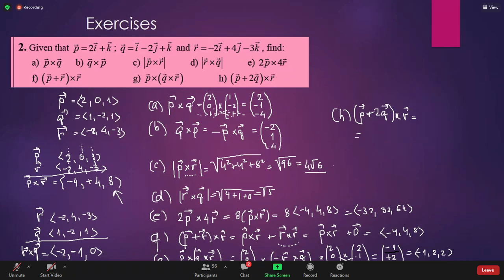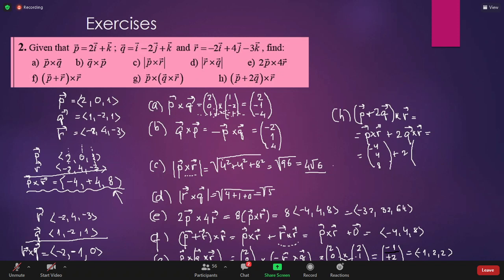And now, opening the parentheses in H, we have P times R, which is good because we have it, plus 2 times Q times R, which is very good because we have it. P times R, where we have it, okay, it's this. So it would be minus 4, 4, 8, plus 2 times Q times R, that was this vector.